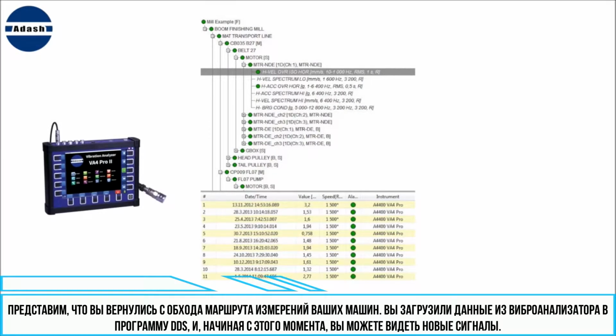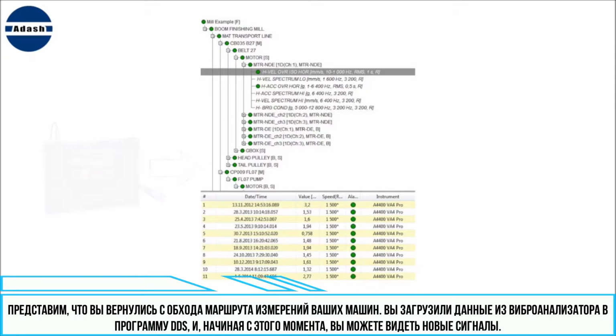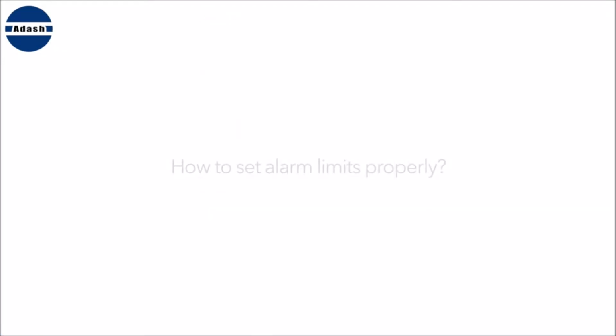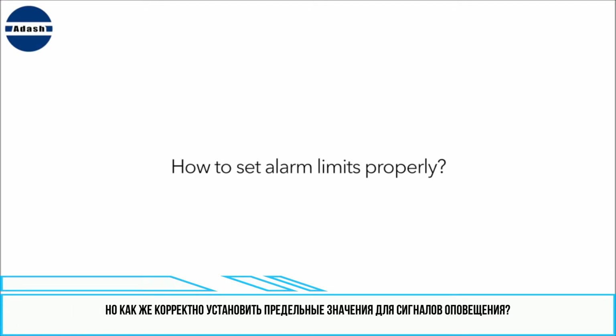Imagine that you return from the road measurements. You load the data from the data collector into the DDS software, and from this time you can see new alarms. But how to set alarm limits properly?